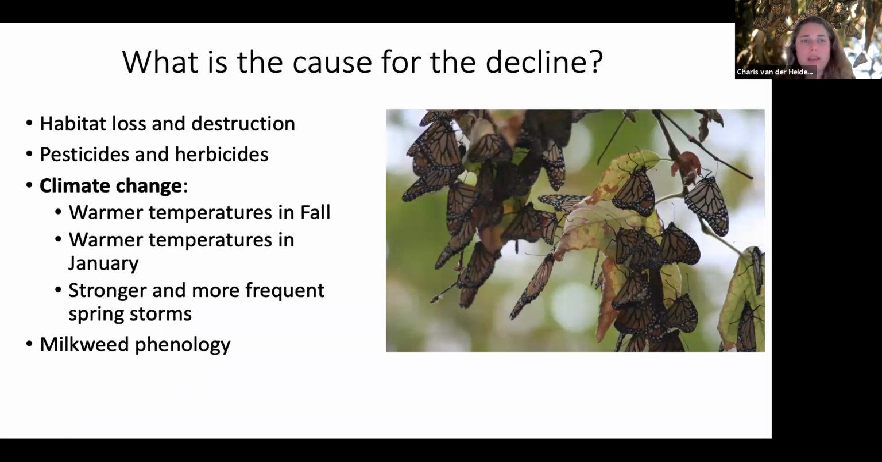So what is causing this decline? There's habitat loss, habitat destruction, pesticides, herbicides have played a large part in the decline for years. But we're thinking that climate change and changing weather patterns are the main cause for this recent drastic decline. So we're experiencing warmer temperatures in fall and January, which are critical times when the monarchs use temperature cues for their migration cycle. Next slide.